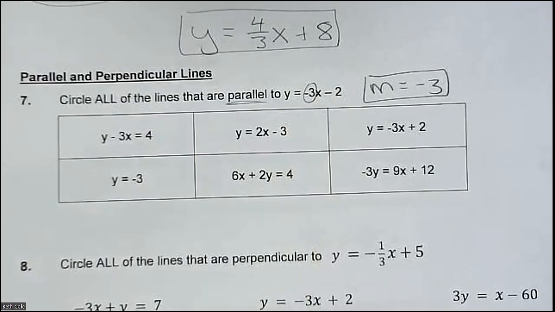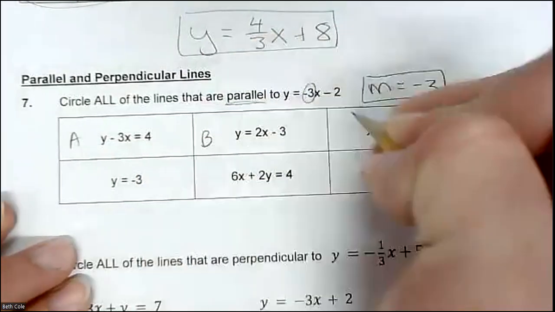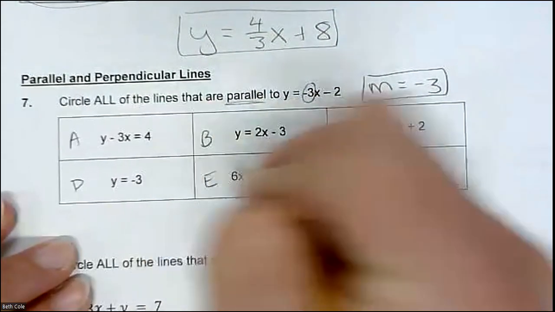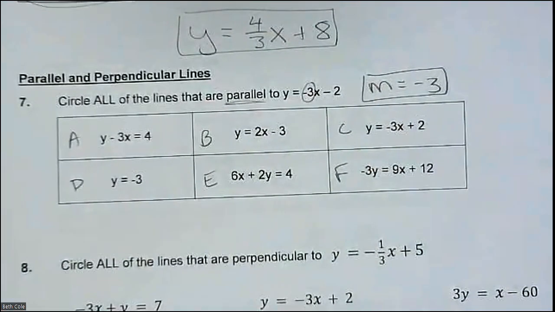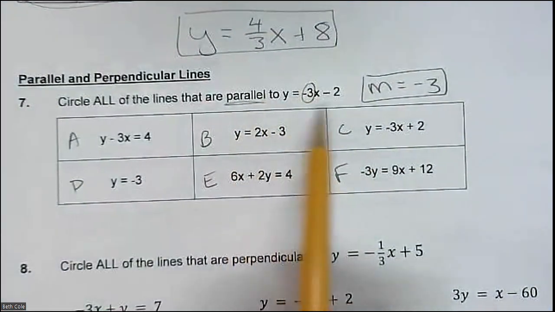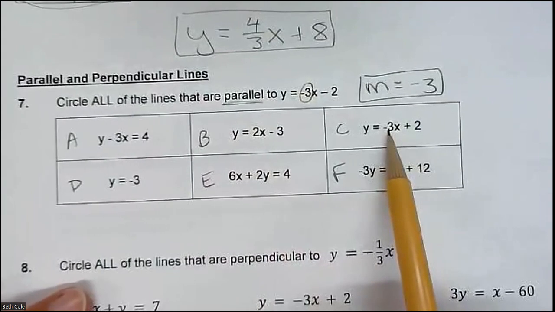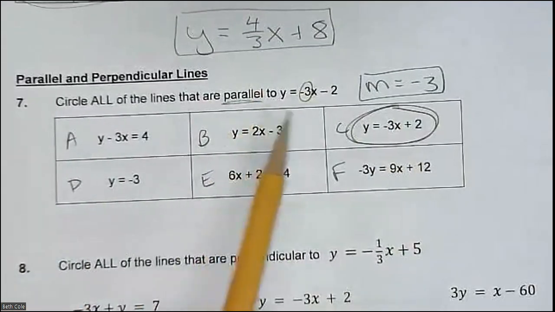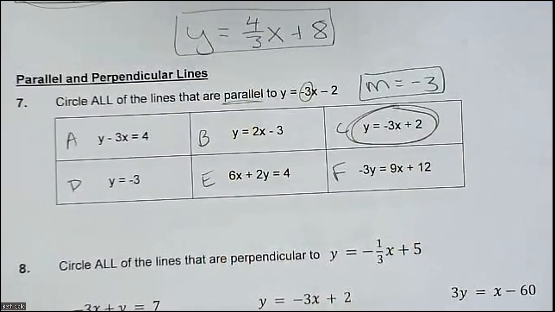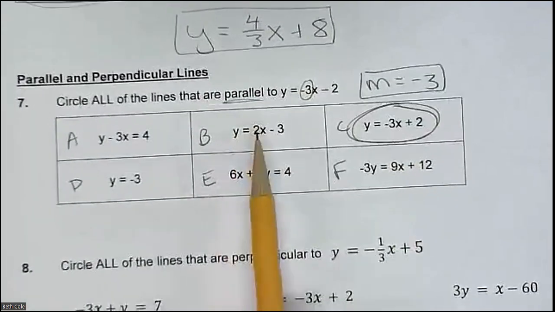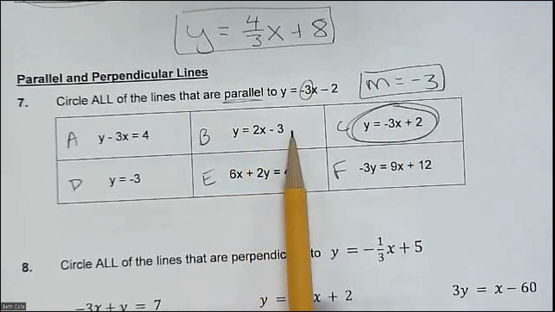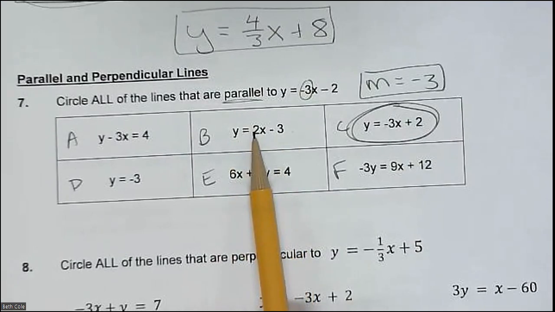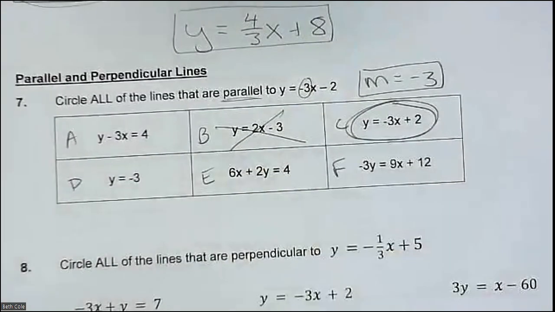Here, let me call these A, B, C, D, E, F so that we can actually talk about them. So which one do you see that's in this format? C. And does it have a slope of -3? Cool, we want that one. There's one other that's in that format. Do you see how B is y equals mx plus b? Is the slope -3? No, so we do not want that one.